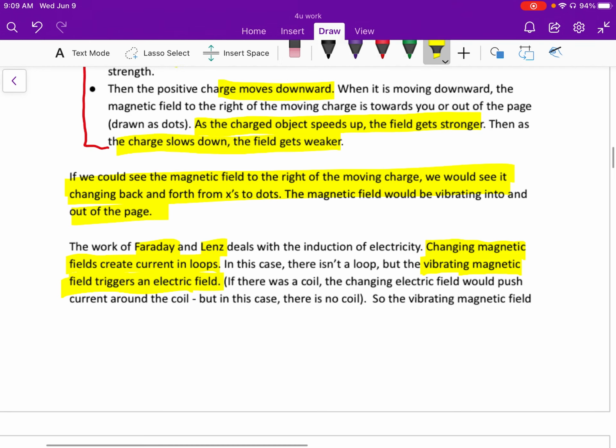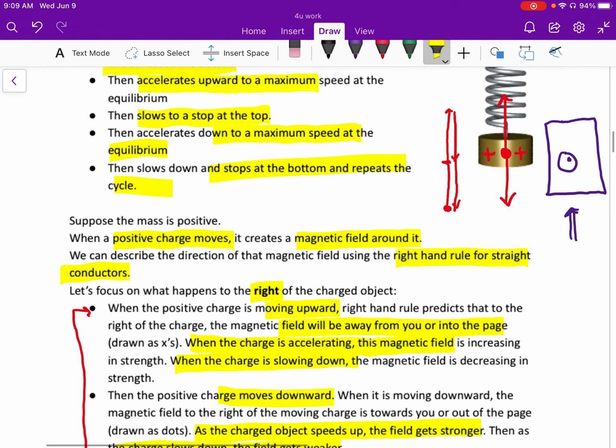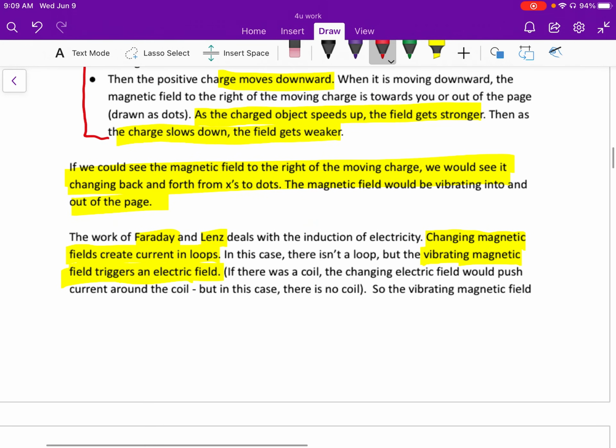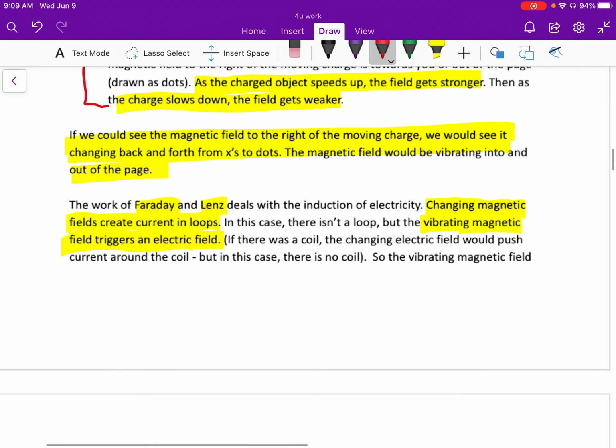So what we've got is our wobbling charge, this mass going up and down over and over again. It's going to create a magnetic field kind of to the right, in what I drew as a purple box, that happens to be changing over and over again in the form of dots to X's, X's to dots. What we didn't get to in our field theory is that that sort of behavior, a vibrating magnetic field, is going to create a vibrating electric field.